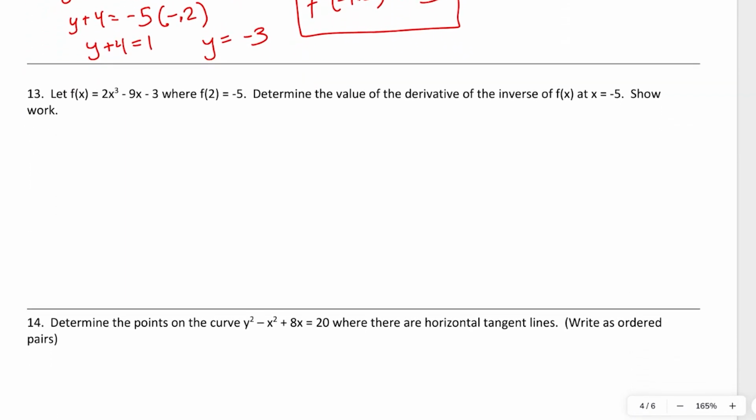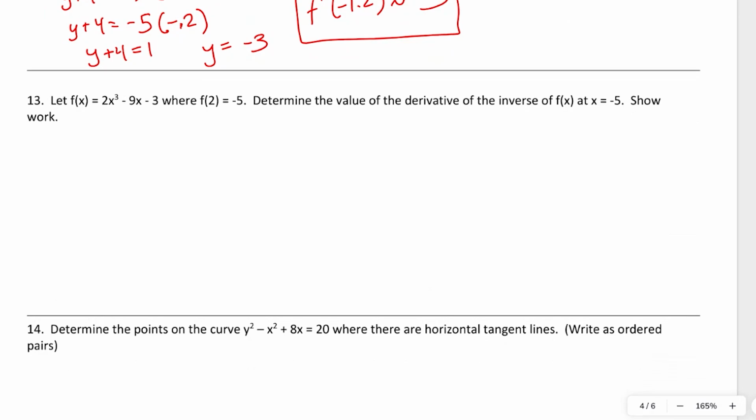Number 13. We've got a function for f, and we've got a point on f. Determine the value of the derivative of the inverse of f at x equals negative 5. Okay, so the inverse, let's just go over this again. The inverse of f at x, if we want to differentiate that, that's going to be 1 over the derivative of f inverse of x. Now, a lot of times we'll just write the inverse as g, and if that's easier, I would say just go for it. But I'm going to leave it like this for now.